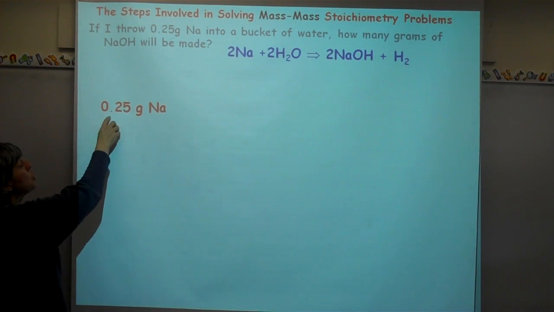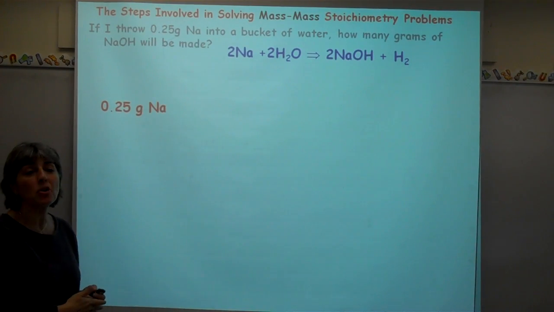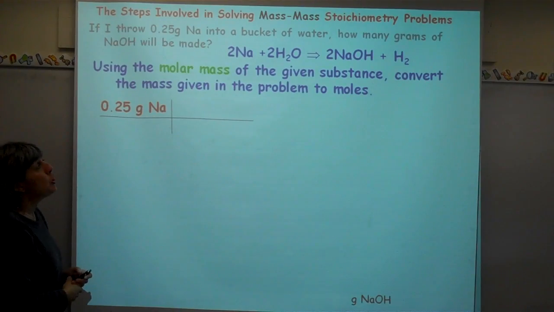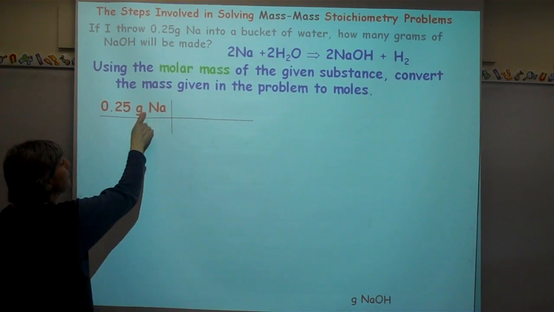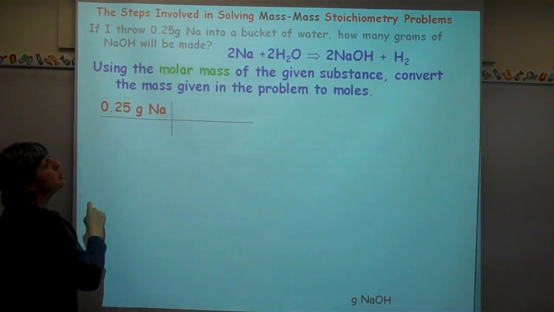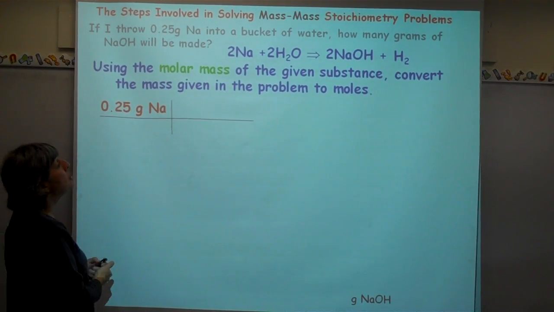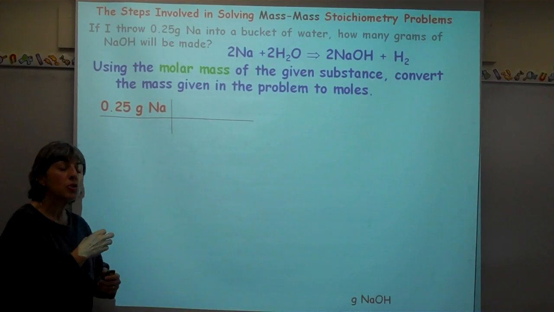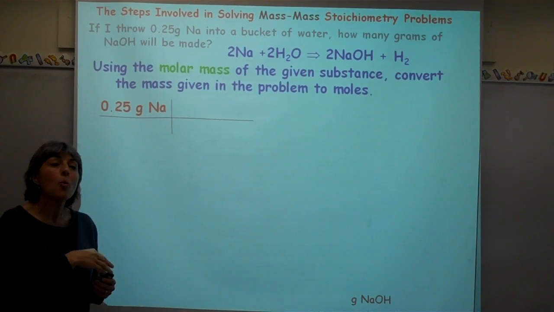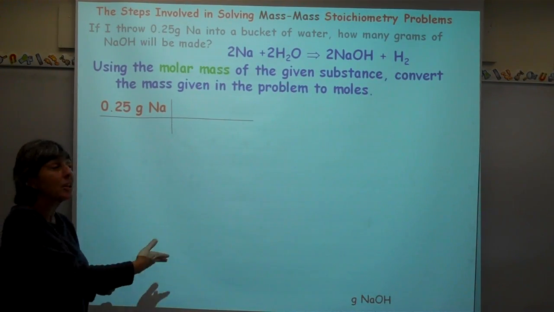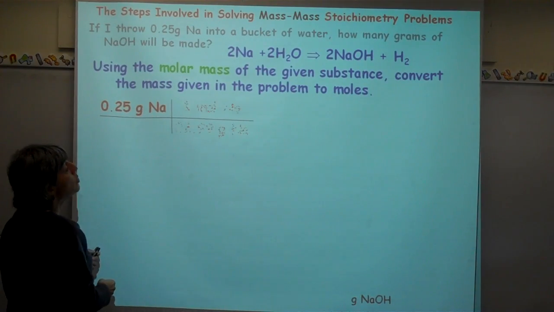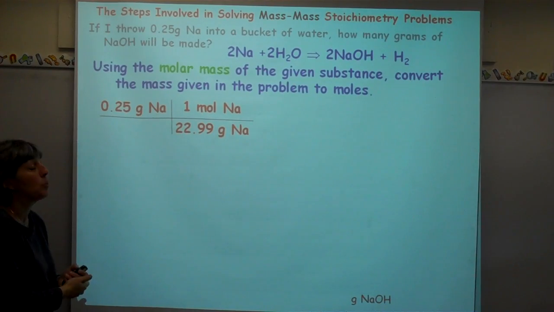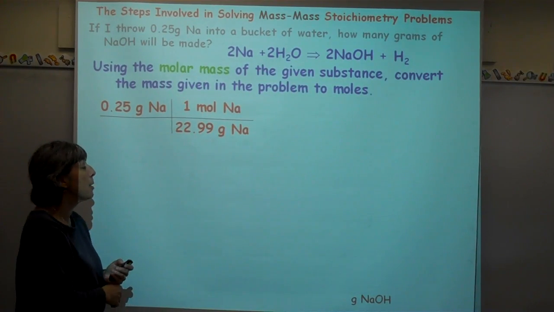Okay, so as usual, 0.25 grams of sodium, that's our given. Using the molar mass of the given, sodium, convert the mass to moles, because remember that moles are the center of all chemistry. No matter what stoichiometry we do, we have to go to a mole ratio, so we have to convert this substance to moles. We use the molar mass of sodium to do that, one mole of sodium over 22.9 from the periodic table.